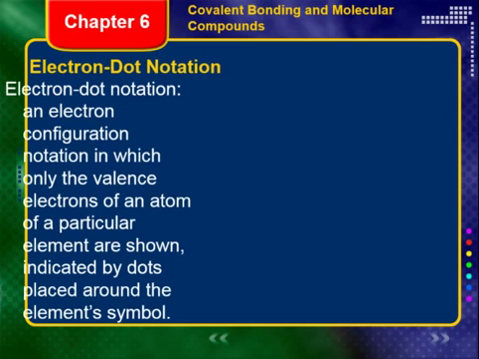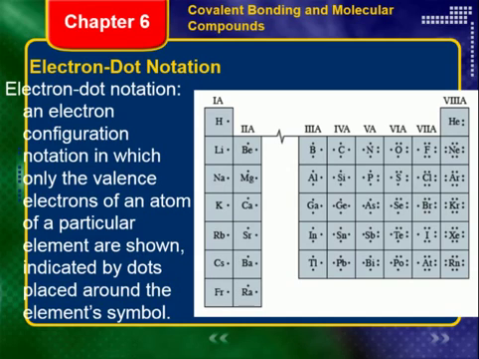Electron-Dot Notation is an electron configuration notation in which only the valence electrons of an atom of a particular element are shown, and they're indicated by dots placed around that element's symbol. And so here's a periodic table. These are the main group elements. Okay, so these are the elements that we're going to be working with here.